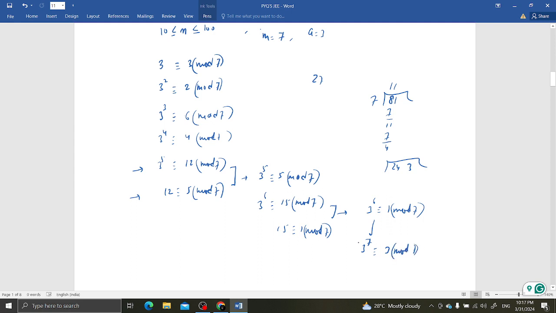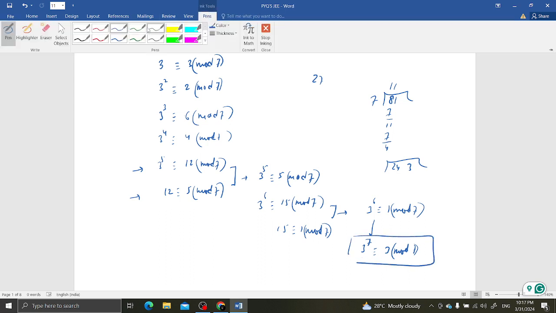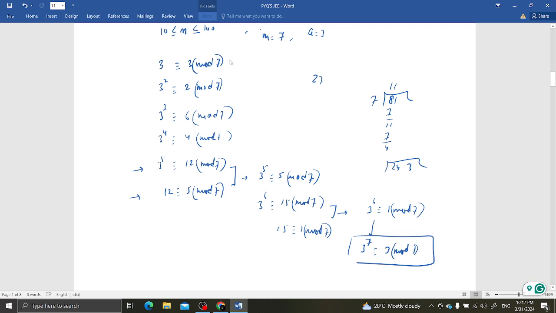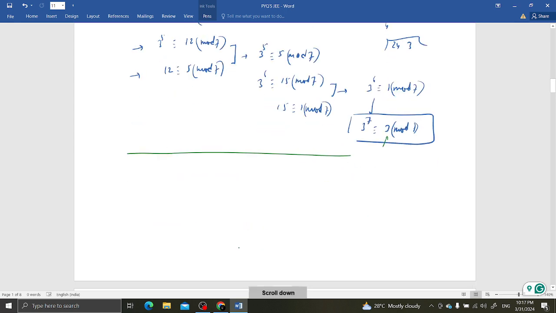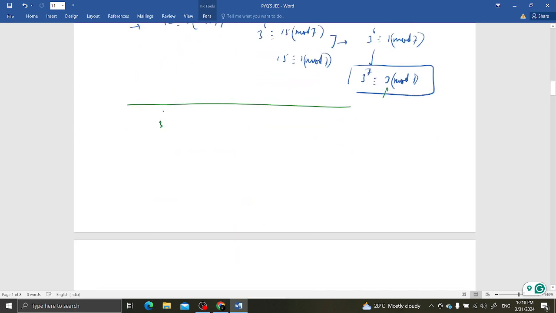Now you observe something here. If 3 raised to the power 1 we have, then we get remainder 3. If 3 raised to the power 7 we have, then we get remainder 3. So here we observe something. Apart from that, what do we have? 3 raised to the power 1 is congruent to 3 mod 7.